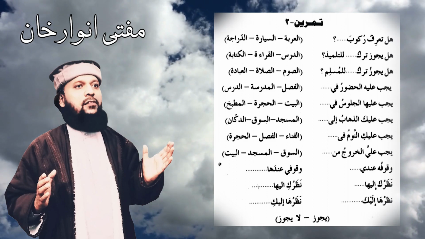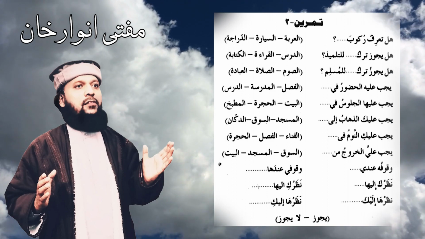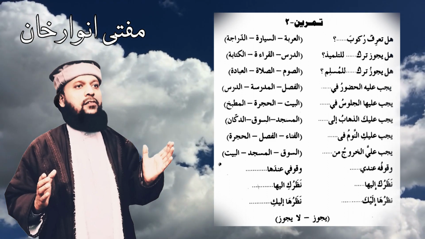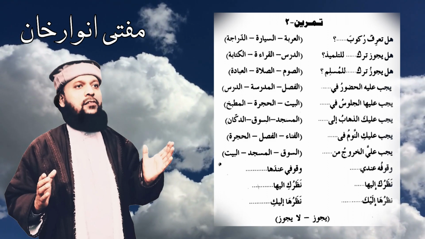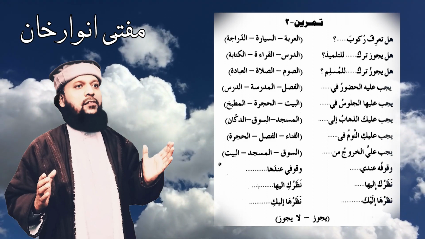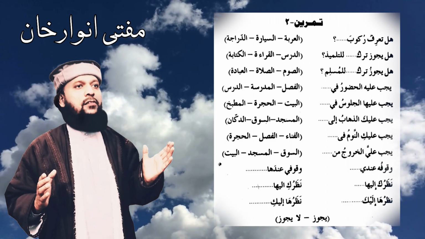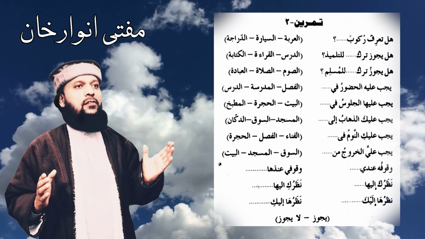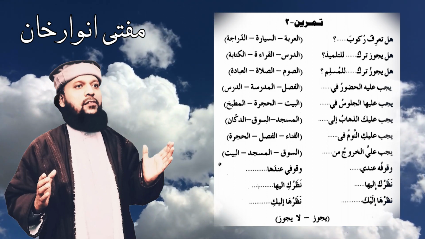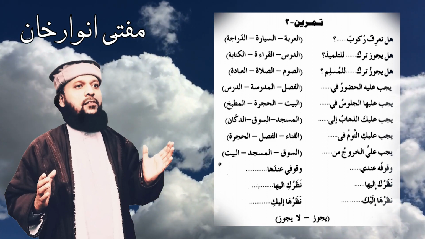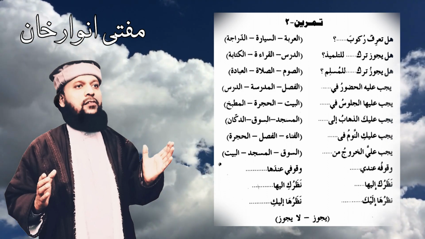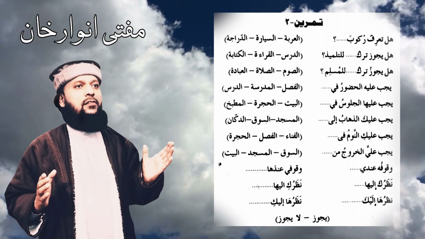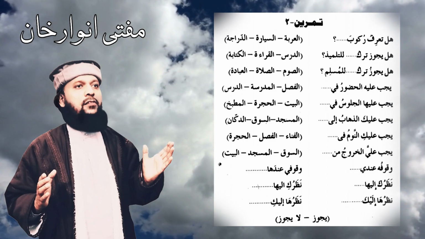Okay. وقوفه عندي, his standing with me. يجوز is fine, is okay. يجوز and لا يجوز, we have to pick either of these two to fit here. وقوفه عندي يجوز, his standing with me is permissible. وقوفي عندها لا يجوز, my standing with her is not permissible. نظرك إليها لا يجوز, your looking at her is not allowed. نظرك إليها يجوز, your looking at her is allowed. نظرها إليك لا يجوز, her looking at you is not allowed. نظرها إليك يجوز, her looking at you is allowed.